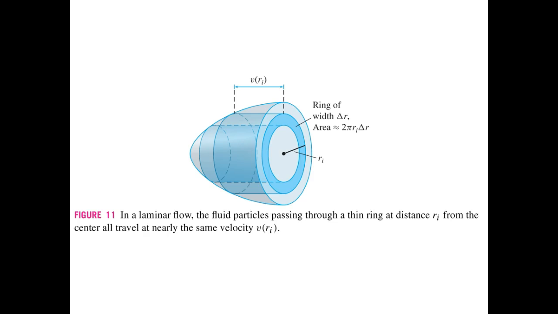Now the V of Ri varies from near zero at the edge to the maximum in the middle. So that V of Ri is a function of the distance from the center of the hose or the pipe, whatever you've got there. So in laminar flow, the fluid particles passing through the thin ring, the distance Ri from the center, all travel at nearly the same velocity, V of Ri. Okay.